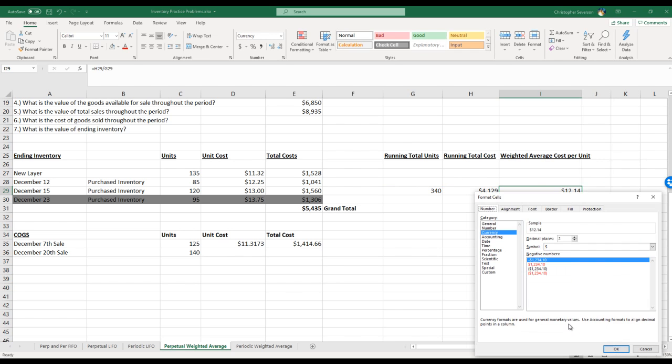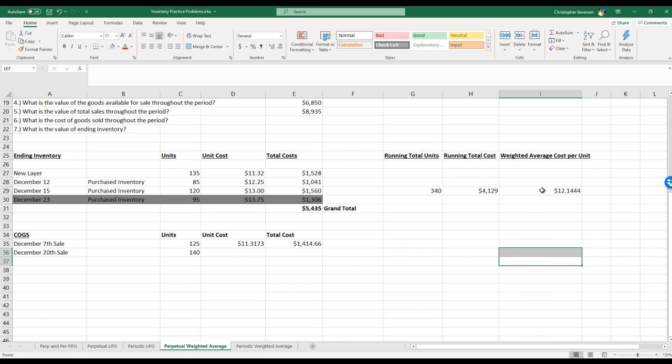Now again, I'm going to round this out a couple extra digits just so we get a more accurate number. And what I'm going to do now that we've got this, I'm going to hard code it in, $12.1444. I'm going to hard code everything actually, because we want this to stay. We don't want it to update when we change these layers, because remember, we're going to have a brand new layer now after we do this sale. This unit cost is going to be $12.1444.